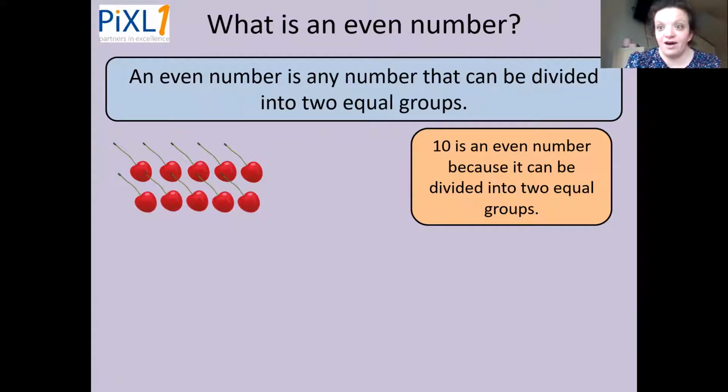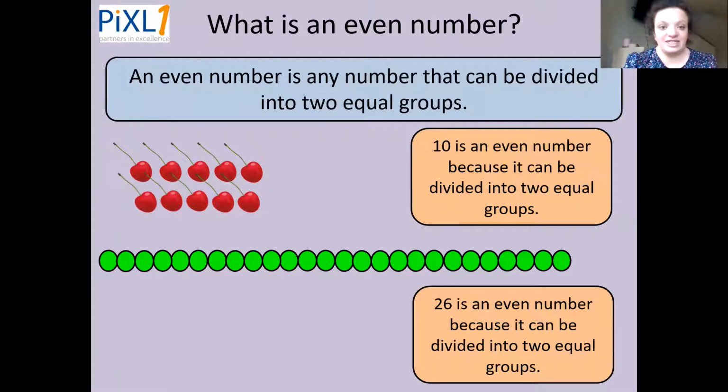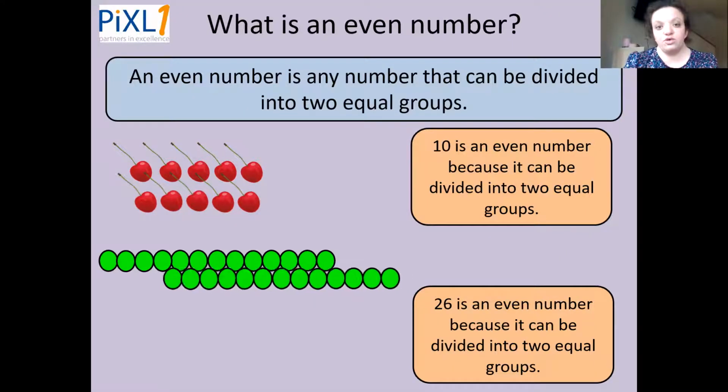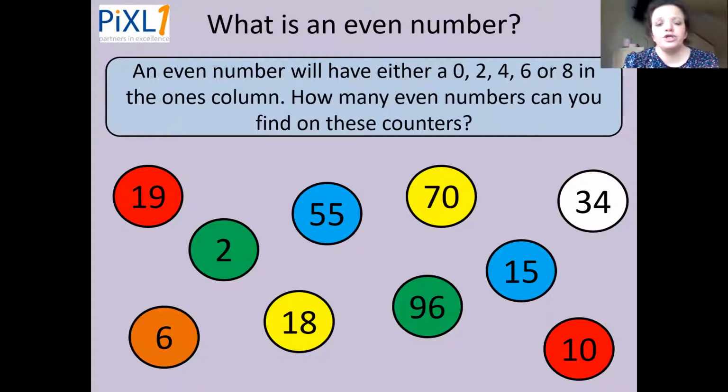We've got a 5 and a 5 in each group. They are equal. The same with 26. Here's 26, and when you put it into two equal groups, you have 13 in both. So it's equal. They are the same. If you put them into two groups and they're not the same, then they're odd. They're not even. So an even number will have a 0, a 2, a 4, a 6, or an 8 in its ones column, because those are the ones numbers which can be divided equally into two groups.